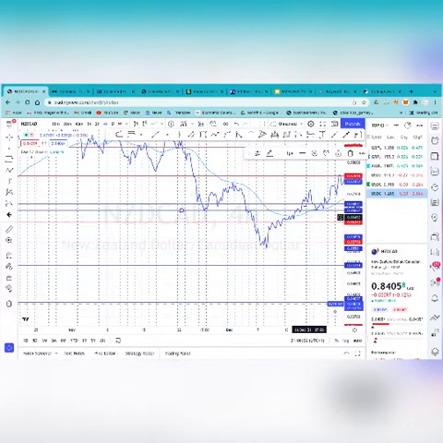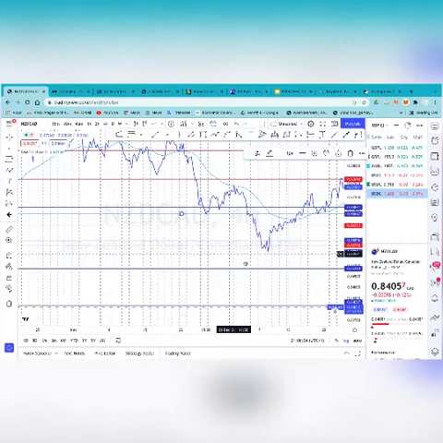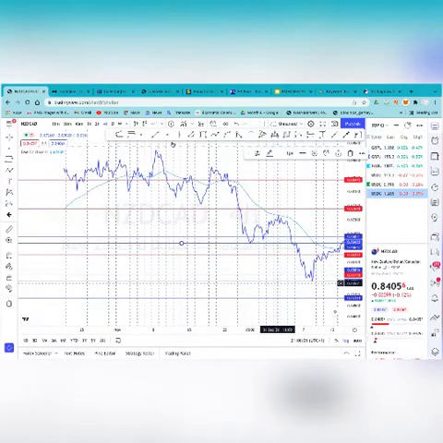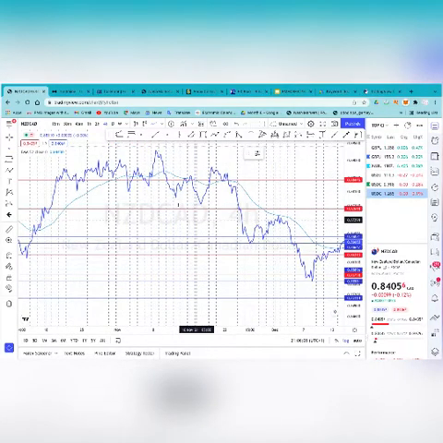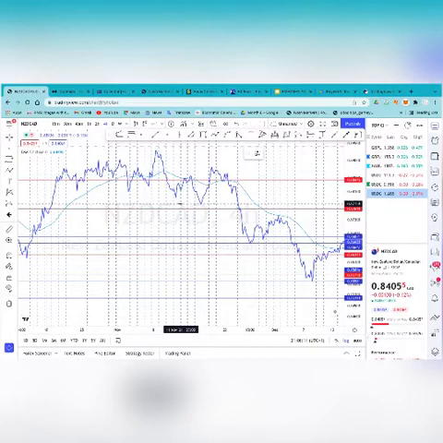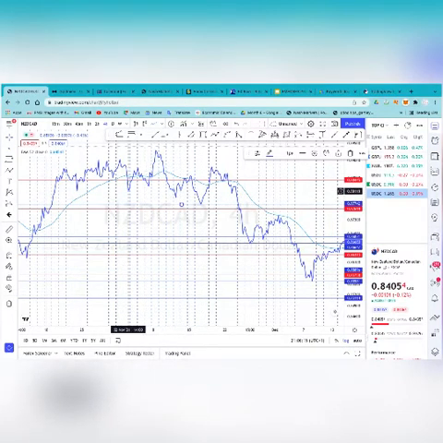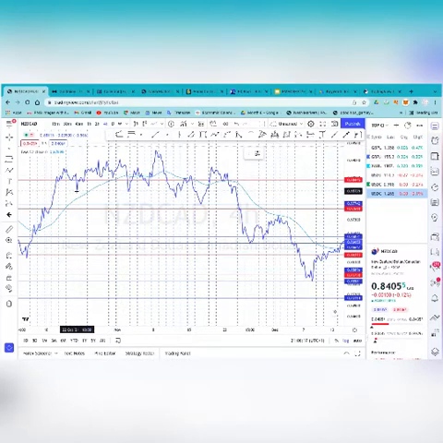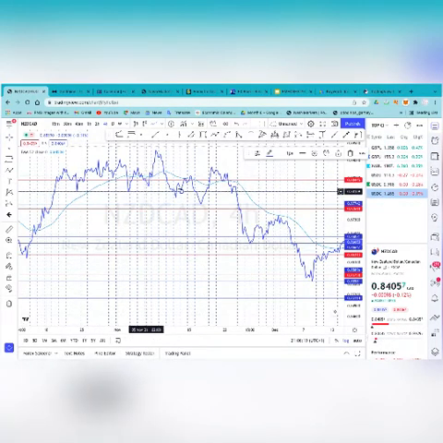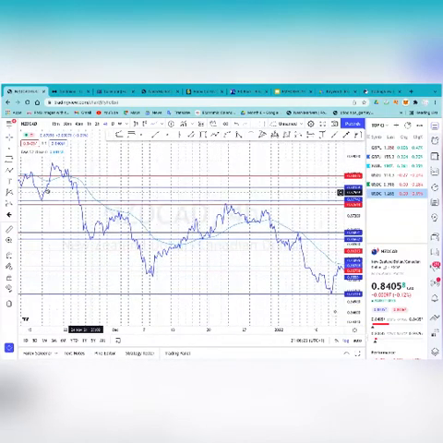Held here, held here. These are multiple touches. And let me just put one more here. Finally, somewhere around here. And let me put one here also because of this double bottom here. Held here, held here, held here, held here. So that's it for the 4 hour time frame.